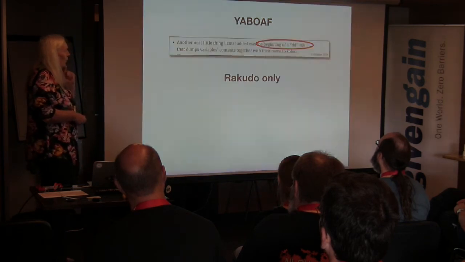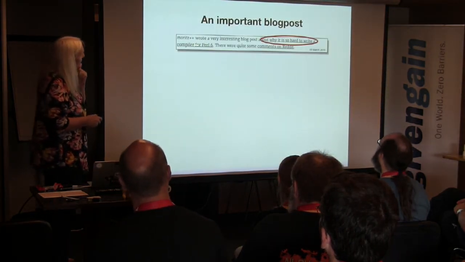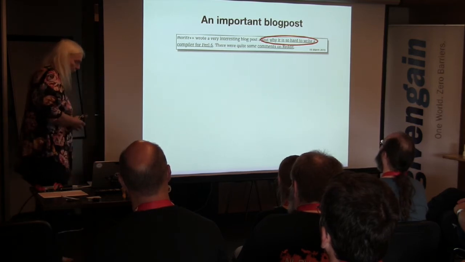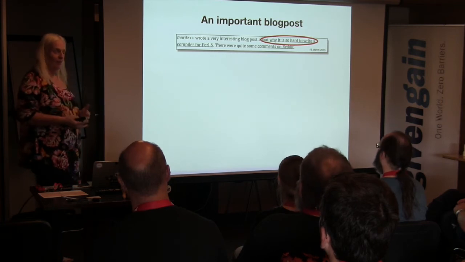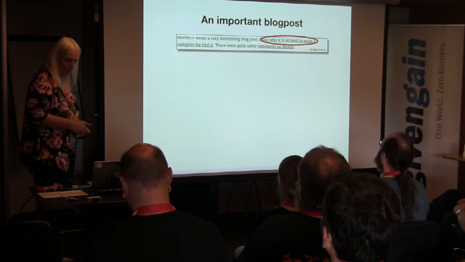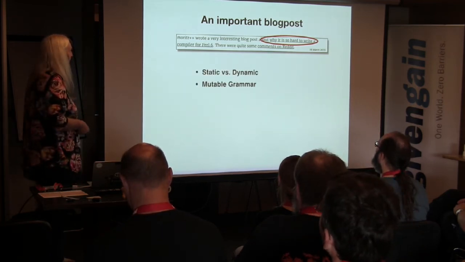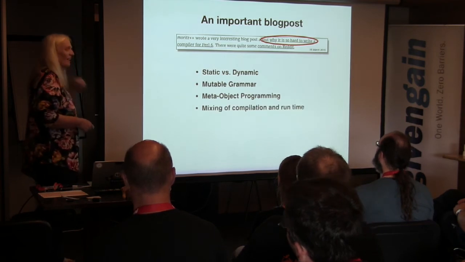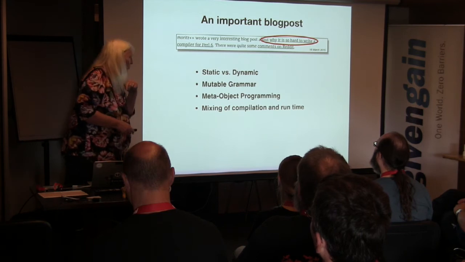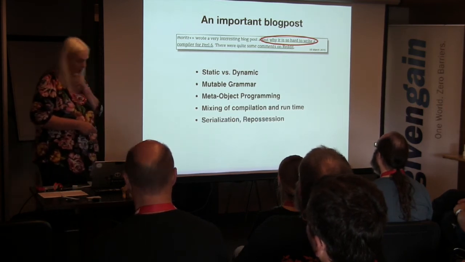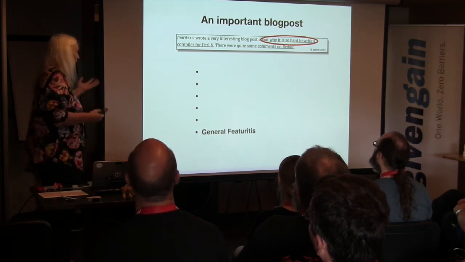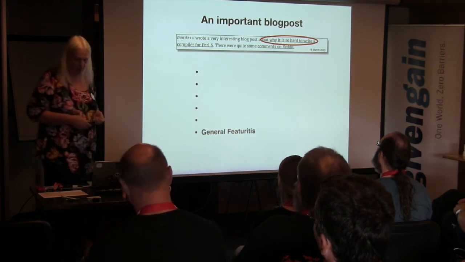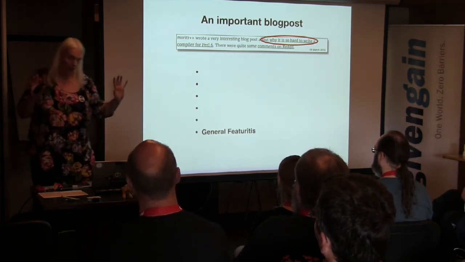Sometimes we actually have a very important blog post. This is one by Moritz: Why is it so hard to write a compiler for Perl 6? I read the whole blog post again, and it's a very good overview of what Jonathan told earlier this morning about why it is so hard to actually optimize stuff. We have static versus dynamic, mutable grammars, meta-object programming, mixing of compilation and runtime, serialization and repossession, and in general, general featureitis. Those are the points he made in the blog post. Look it up again. It's very nice in conjunction with Jonathan's talk today.